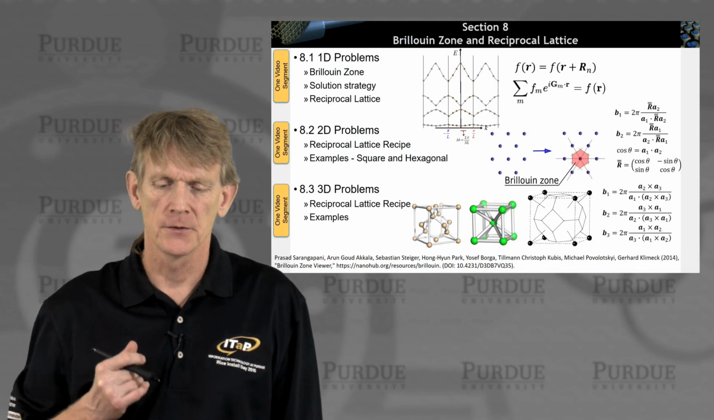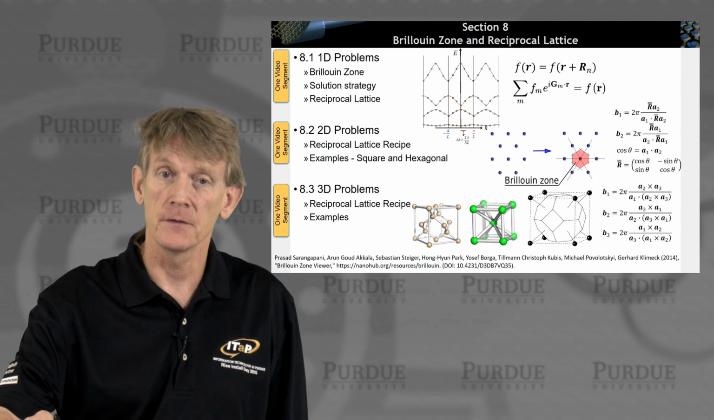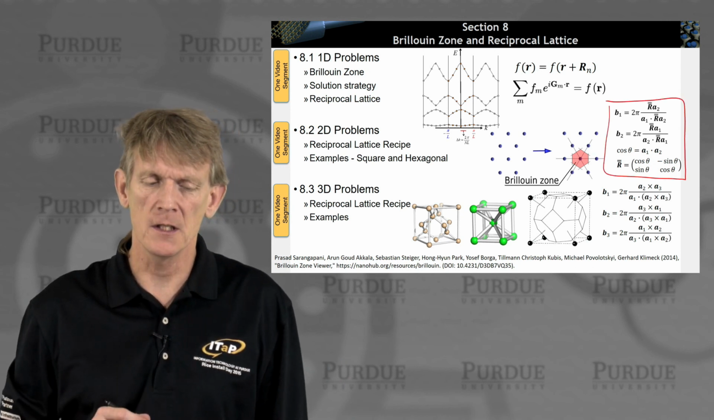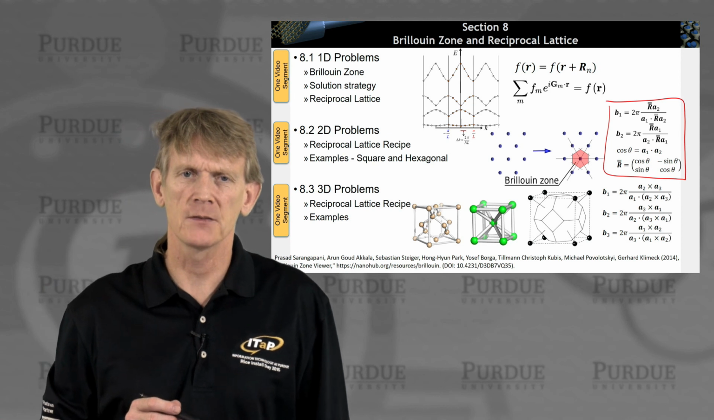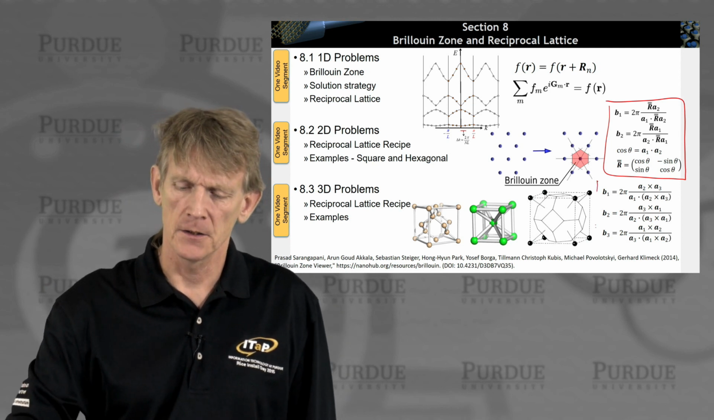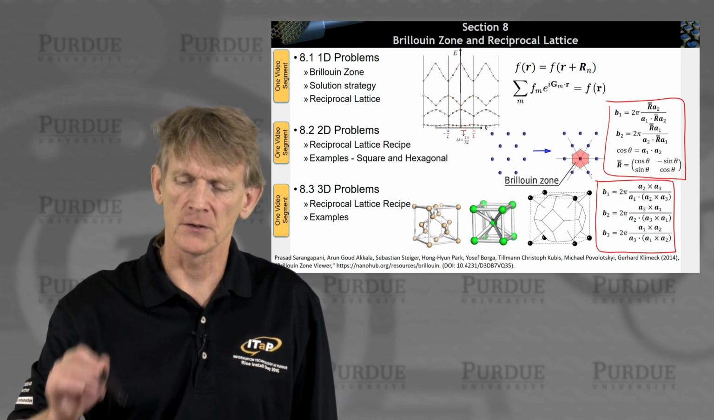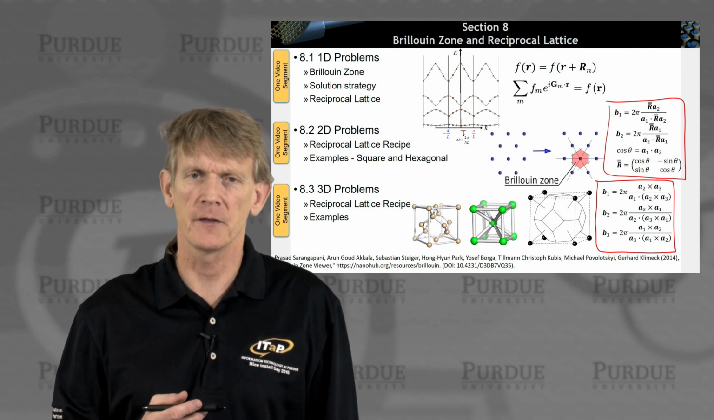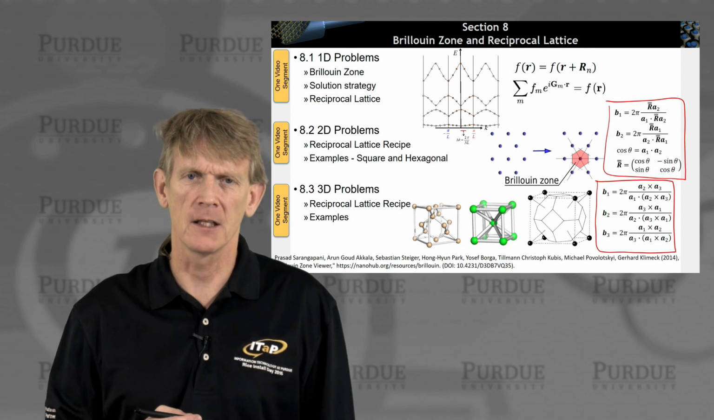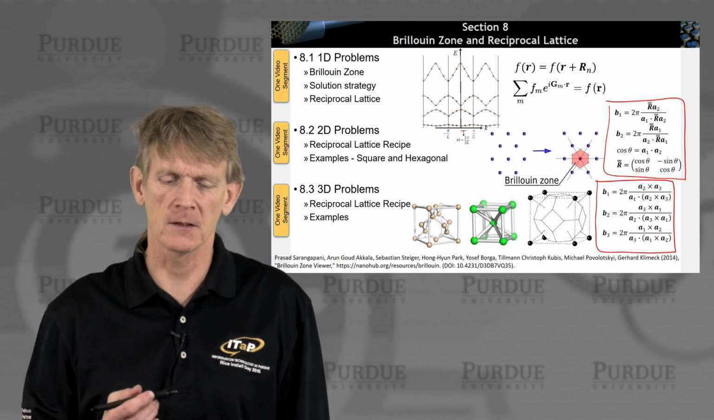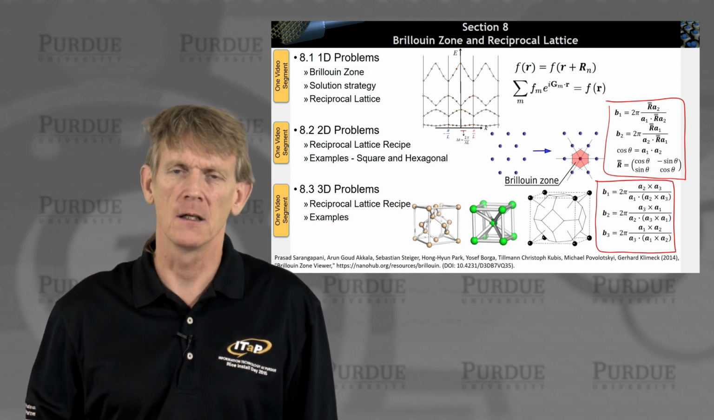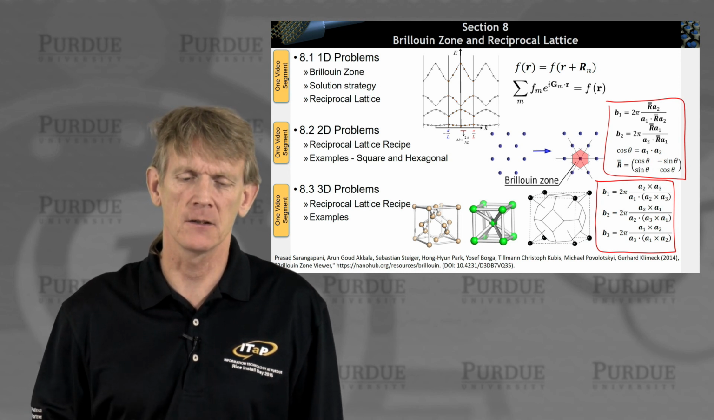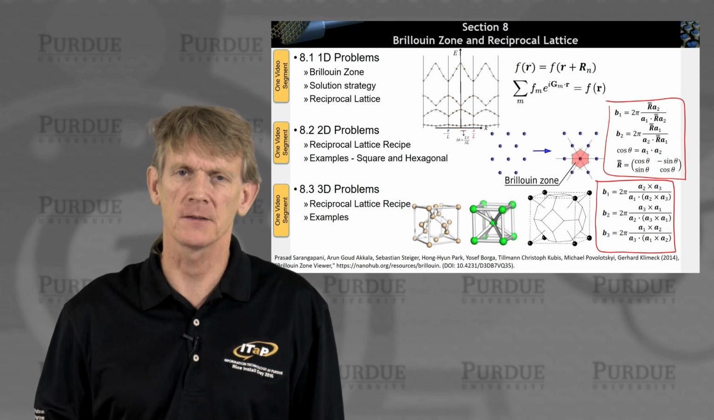Okay, so here's the summary. I gave you the recipe for a 2D reciprocal space transformation. And here's the recipe for a 3D reciprocal space transformation. With these recipes, you can transform any of the 5 or 14 Bravais lattices in 2 and 3D respectively into their reciprocal spaces. So that ends section 8 on Brillouin zone and reciprocal lattices. Thank you.